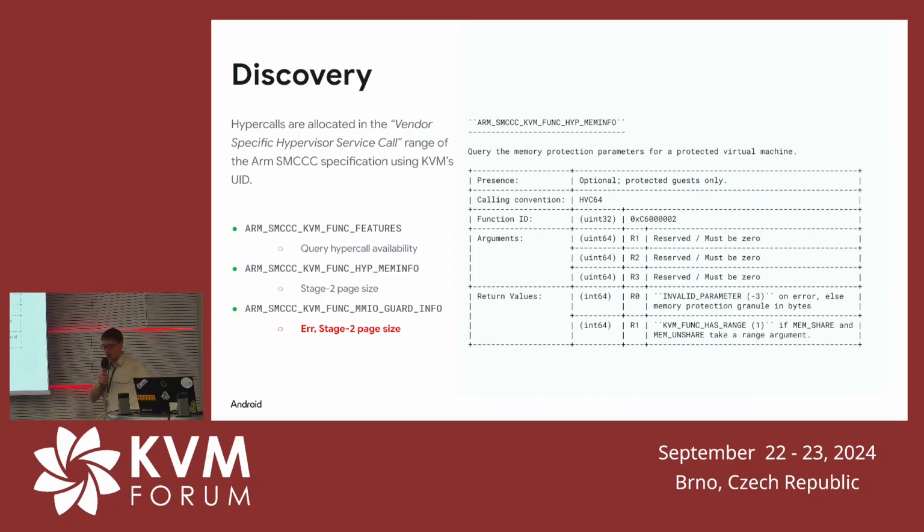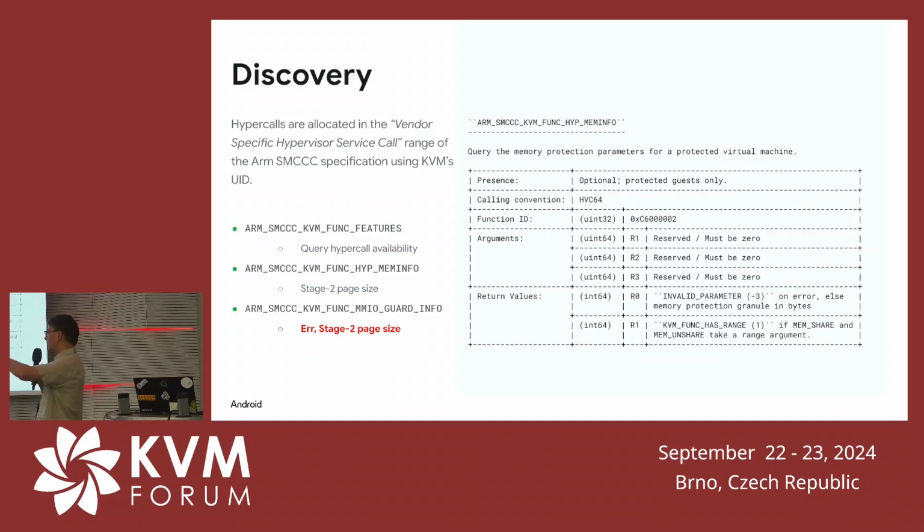So the discovery interface is actually pretty good. We only screwed this up in one way. So all the hypercalls are built on top of this spec from ARM called the SMCCC, which I think is the Secure Monitor Calling Convention or something like that. It doesn't matter. And there's a range. They go, hey, the hypervisors are allowed to use this range, and you have a UID. So KVM has a UID. That's upstream. I think it uses it for the PTP hypercall.